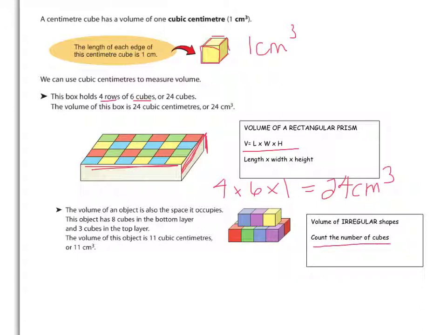Now, this is where it's a little tricky because you have to imagine some of the cubes that are behind. So here we have 1 row of 4, but we know back here we can see there's another row of 4. So 2 rows of 4 and 1 row of 3. Well, 4 plus 4 is 8 plus 3, that makes it 11 centimeters cubed. That's what we do when we have an irregular shape. We actually have to count the number of cubes.